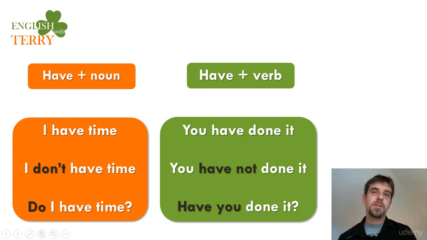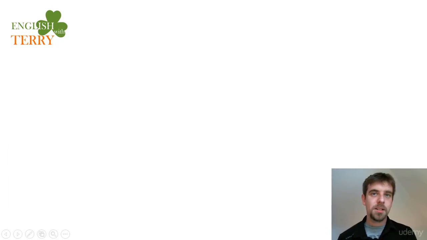So sometimes have is a main verb with don't, do, does, etc., like a do verb, and sometimes it is like a modal verb. How do we know? We look after have and we check. We see, is it a noun or is it a verb? This is the basic idea of how we decide. So this is in the present tense.